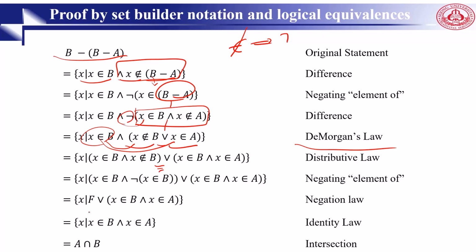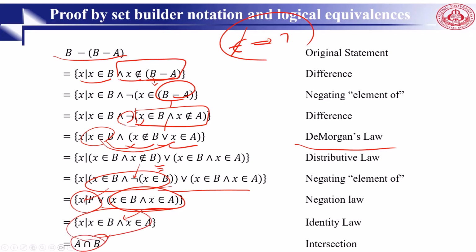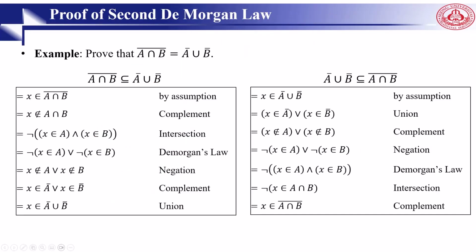Then using negation element, we apply this one. X in B and not X in B, same, right? As I said here. And X in B and X in A, same. Then X in B and X not in B is false, right? It's false. And the rest is the same. Then we have this one, or F is always itself, and this is the meaning of intersection. So in this way, we proved it.